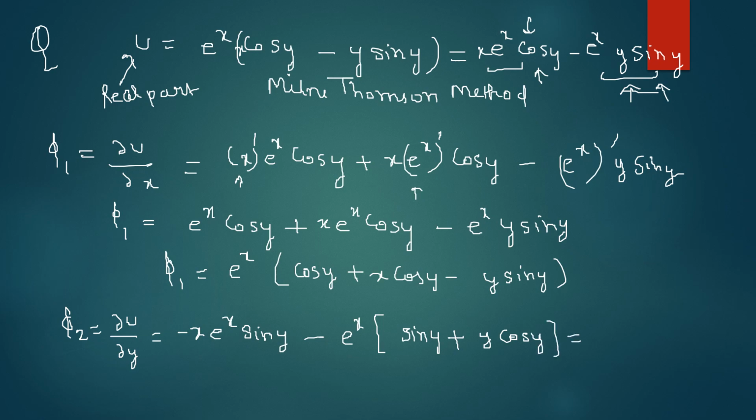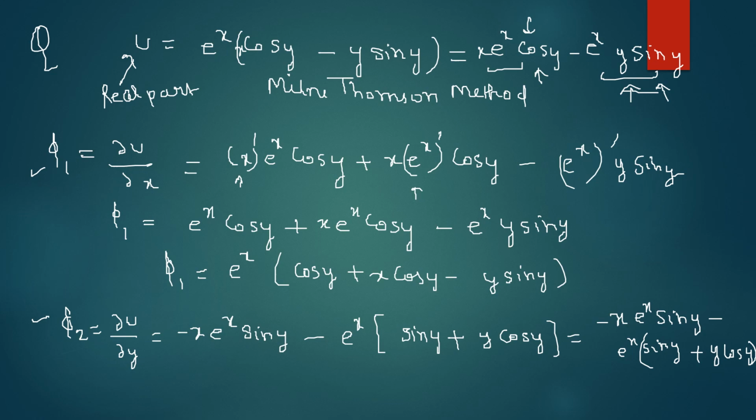Yes or no? Now if you expand, you will get what? Minus x e raised to power x sin y minus e raised to power x sin y plus y cos y, which will become minus y cos y, and you can take e raised to power x common as well. Is it fine? I have taken up minus common, so here is minus and here it has to be plus, correct? Okay, now you have got phi 1 and phi 2, which is the prerequisite.